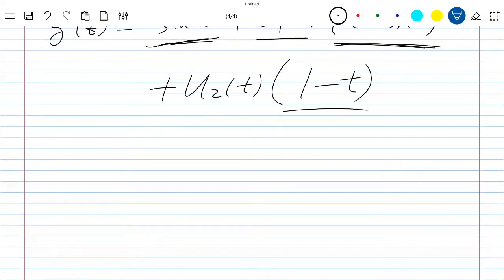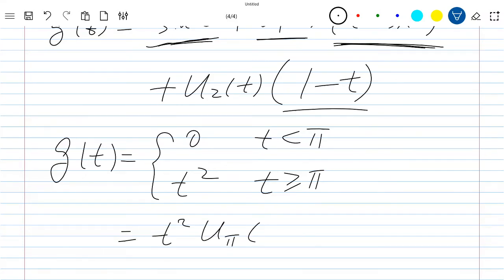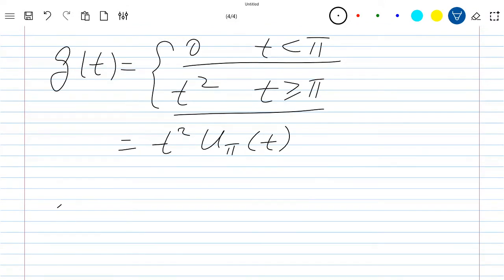Now let's try more examples. Say your g is 0 when t is less than pi, and t squared when t is more than pi. Then what do you do? Well, that's pretty easy. That's just equal to t squared times u pi of t, right? Because you don't have anything to start with, then you switch to t squared.